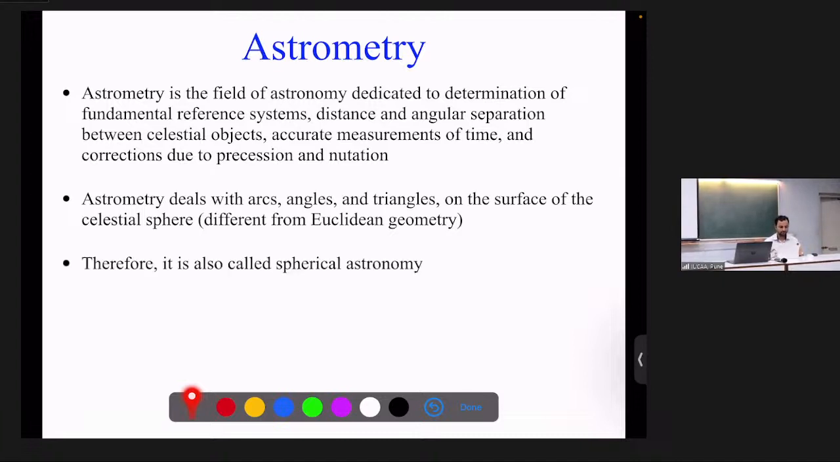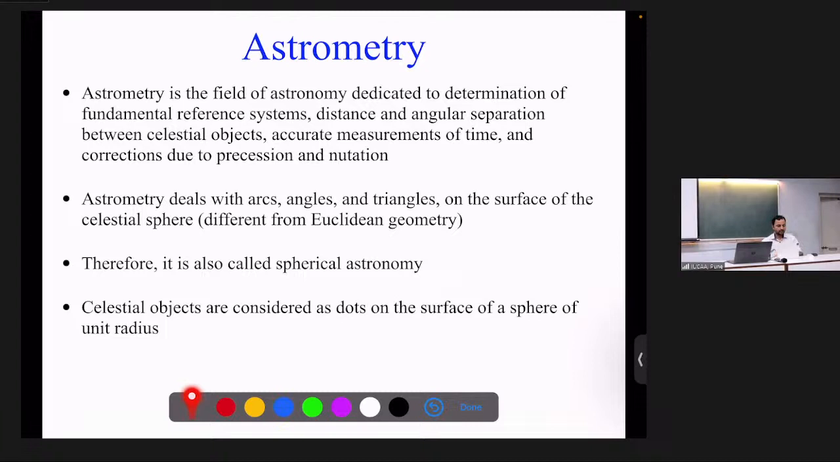This astrometry is also called spherical astronomy. In spherical astronomy, we consider celestial objects as dots on the surface of a sphere of unit radius. So here we presume that we are at the center of this sphere of unit radius, and all celestial bodies are lying on the surface. Got the idea? The observer is at the center of the sphere, and all other astrophysical bodies are lying on the surface. Fine, this is the assumption we will keep in mind.